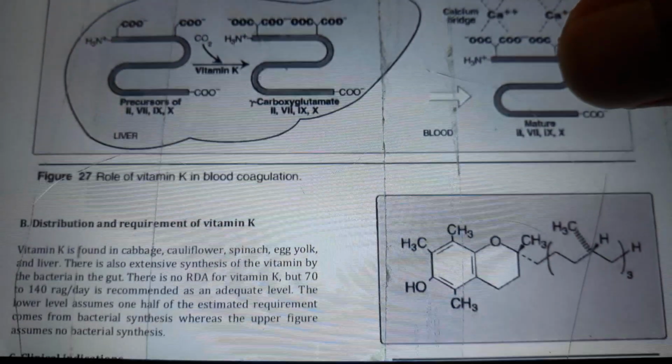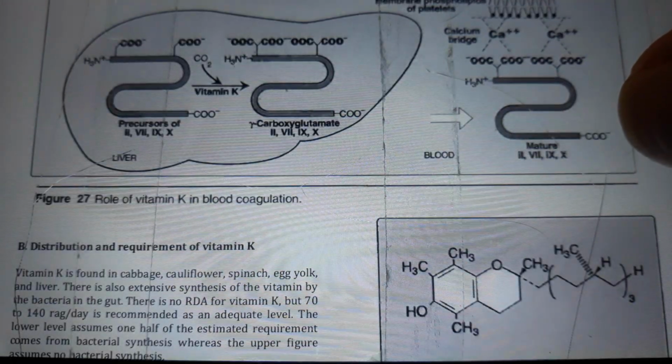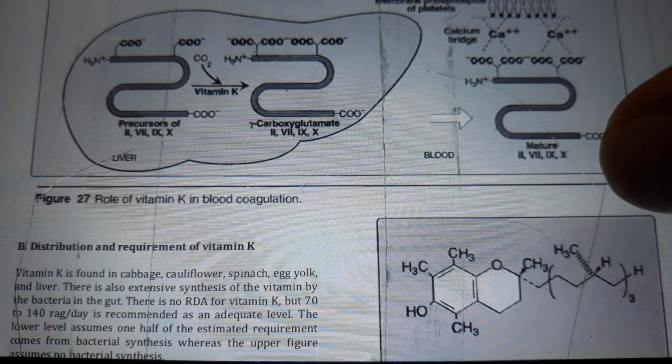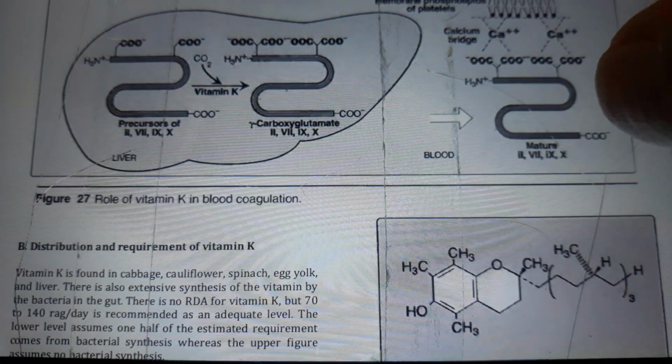This is a diagram of the role of vitamin K in blood coagulation. It shows the NH3+, the presence of precursors 2, 7, 9, and 10, the presence of vitamin K and CO2 gives NH3+ and carboxyglutamate 2, 7, 9, and 10. Alright, so watch this, take a screenshot.